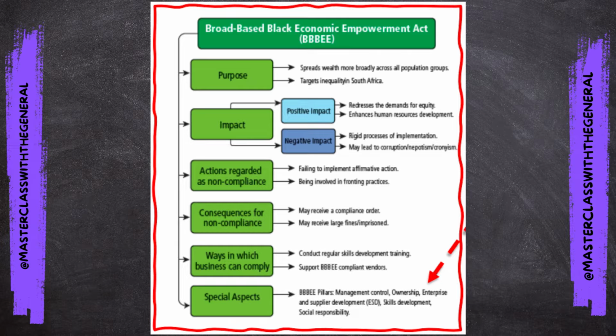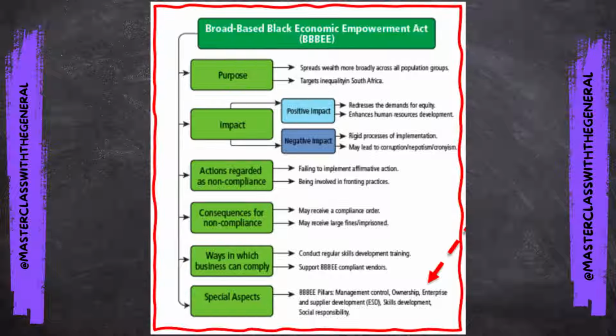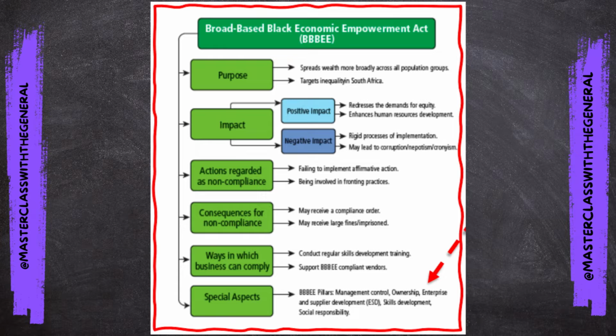Number one, they may receive a compliance order, which we have explained. Then they may also receive large fines, and sometimes they may even be imprisoned because there could be criminal charges of corruption here. Then ways in which businesses can comply: conduct regular skills development training so that you can upskill all the people that were previously disadvantaged, as well as support triple BEE compliant vendors. You are going to see this when we look at the pillars.